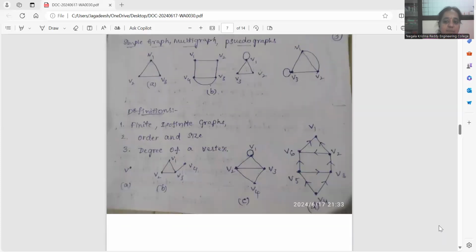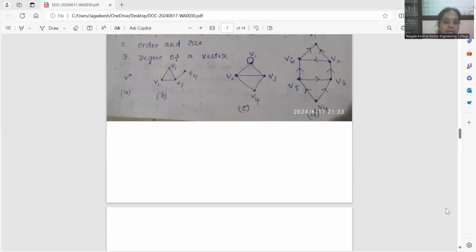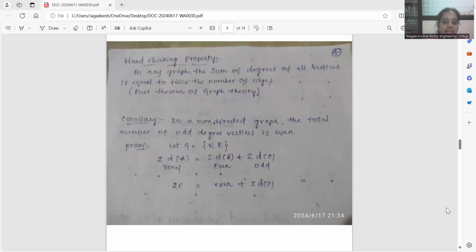See the previous example here. Every edge is incident with 2 vertices. So if V1 is one vertex, how many edges are incident on that vertex? 2. Similarly, for any vertex, how many edges are incident on that vertex?